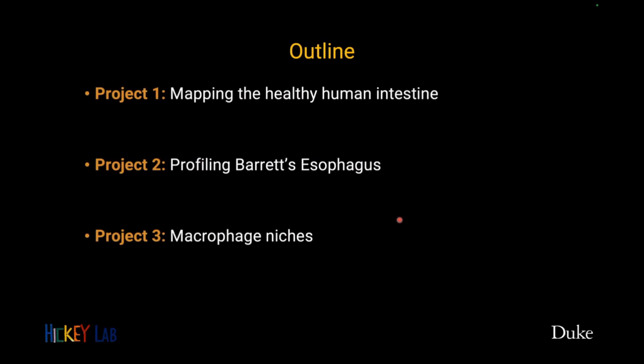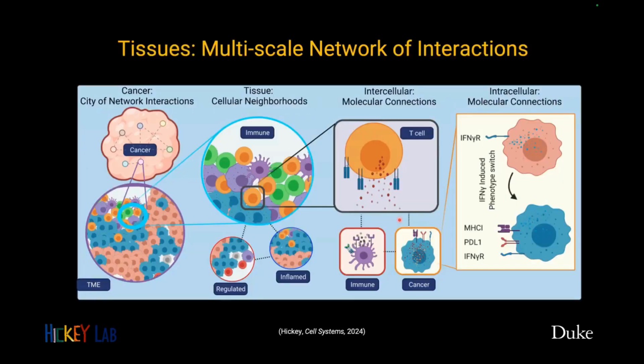And today what I'll share is 3 projects. One on how we can use these spatial technologies to map healthy tissue and create cell atlases. And this is around the healthy human intestine. Another where we're profiling the progression of disease in chronic inflamed cancers like Barrett's esophagus. And then another project where we're looking at identifying specific macrophage niches, both within healthy and cancerous tissue.